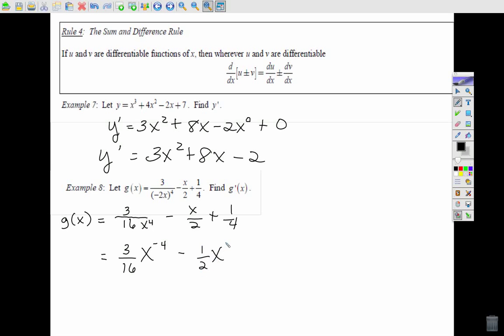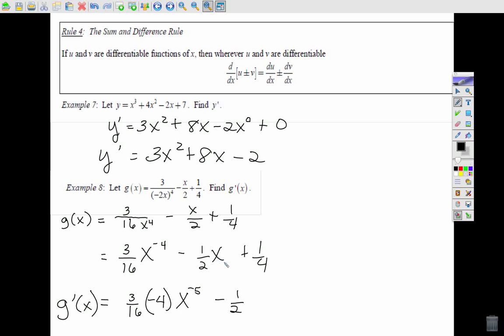Okay, so to continue on here, we got 3 over 16 times x to the negative 4th minus, I'm going to change this and just call it 1/2 x. Do you agree that that's the same thing as this? Plus 1/4. Now I'm ready to take the derivative. Okay, so g prime of x is equal to, I'm going to have 3/16 times -4, that exponent comes down and is the coefficient, times x to the, what is that going to be? -4 minus 1 power. That's a -5 power.